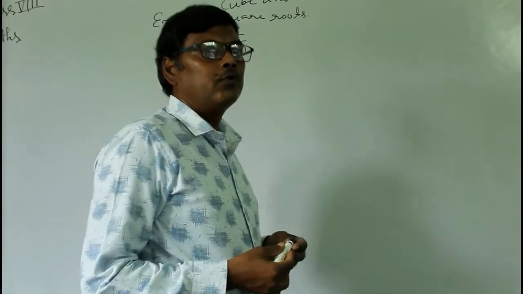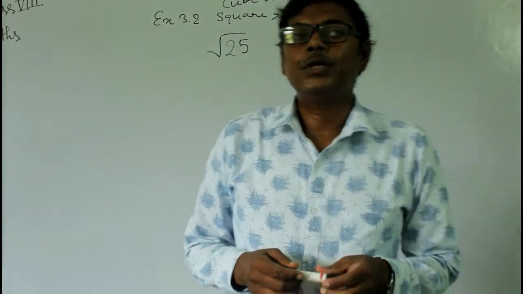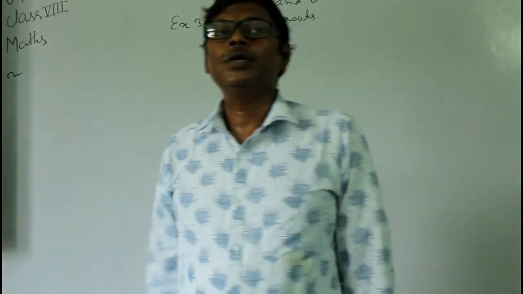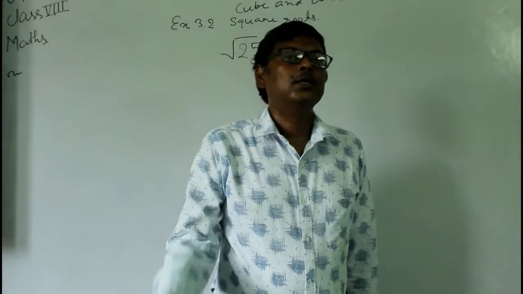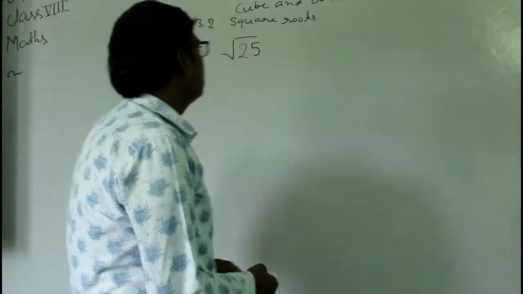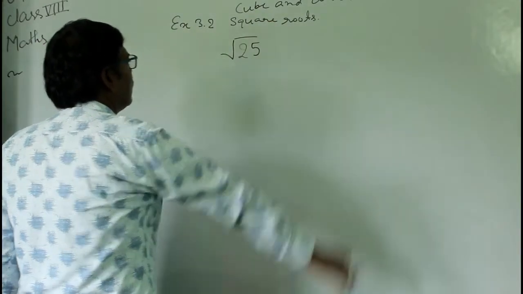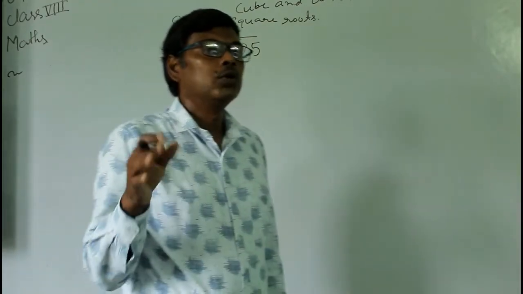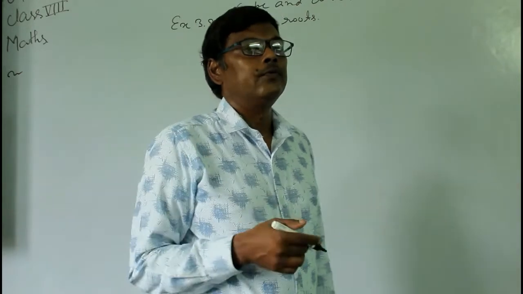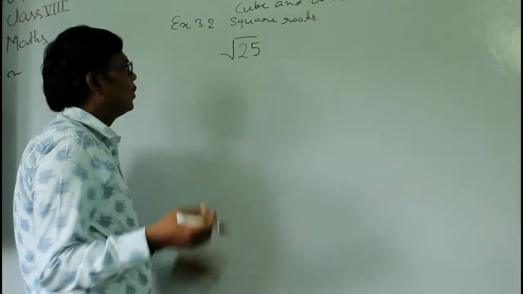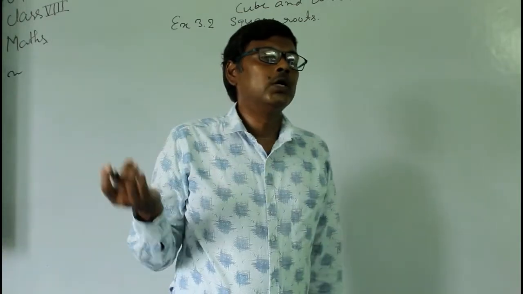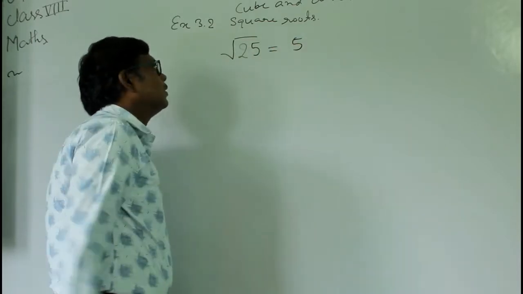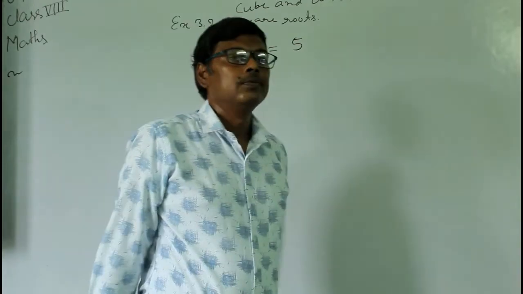So actually, when we are told to find the square root of 25, it means we have to find a number whose square is 25. We are looking for a number whose square is 25. That is the square root. So whose square is 25? Can you guess? It is 5. So the square root of 25 is 5. In this way we can find the square root. This is the meaning of square root.